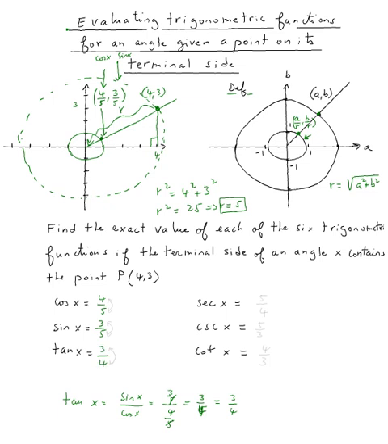Now secant, cosecant, and cotangent are pretty easy. All you do is invert. Secant, you invert 4 over 5, you get 5 over 4. Cosecant, you invert the sine, because it's 1 over sine, which is 5 over 3. The cotangent, you invert the tangent, which is 4 over 3. And that's it for this example.